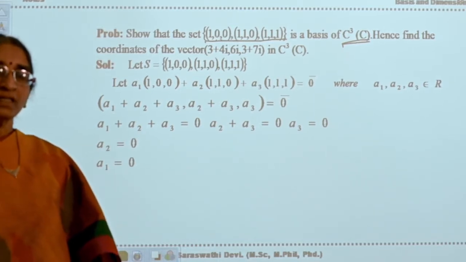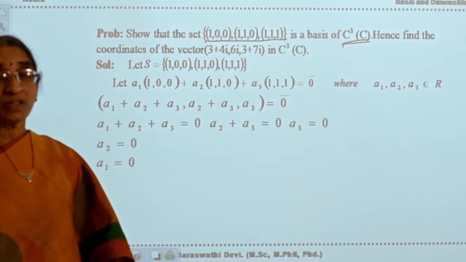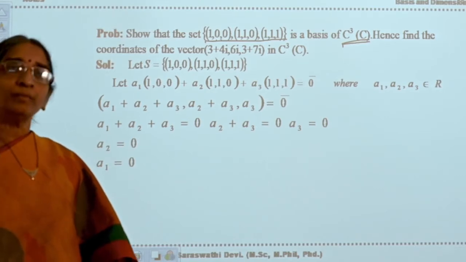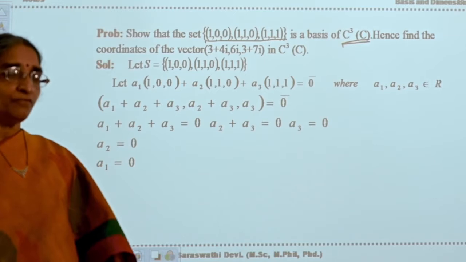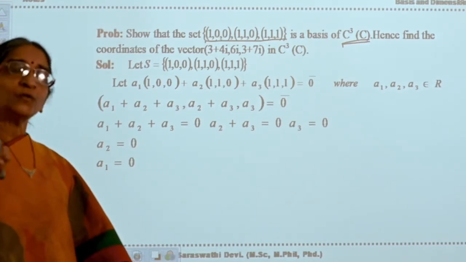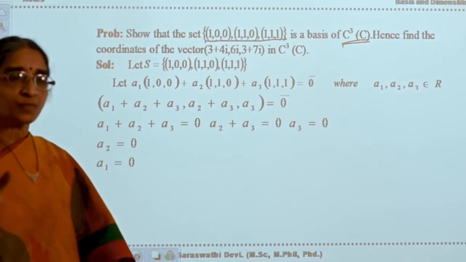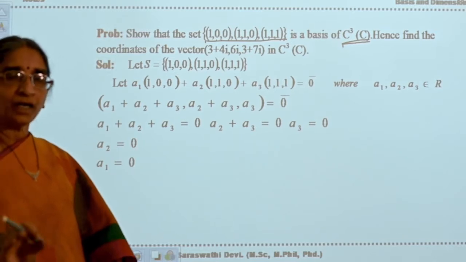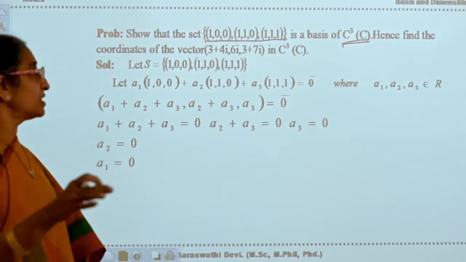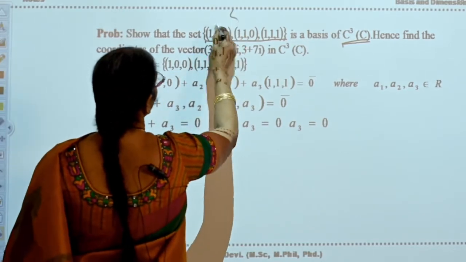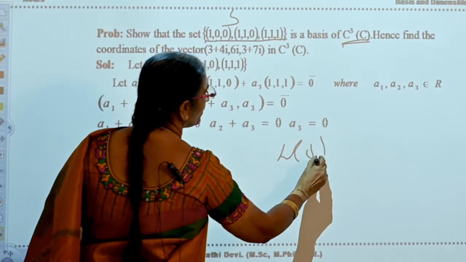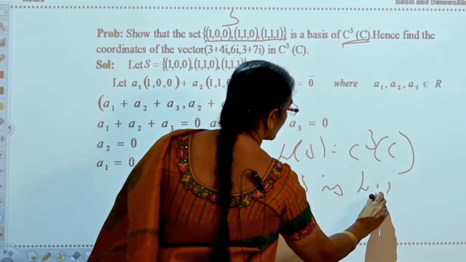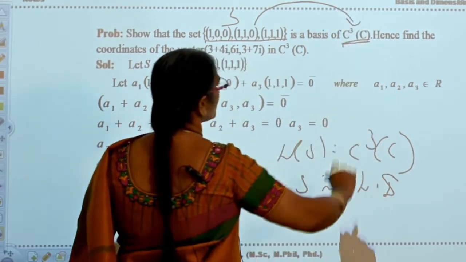If the number of elements in the given set is the same as the dimension of the vector space, then if the set is linearly independent, then it will be the basis. You need not verify the second condition of basis. When will you say that any given set is a basis of a vector space? The given set is a basis of a vector space if it is linearly independent and if it spans the vector space. That is, if you assume this set as S, L of S should be equal to C3 of C and S is linearly independent, then this S will be the basis of C3 of C.